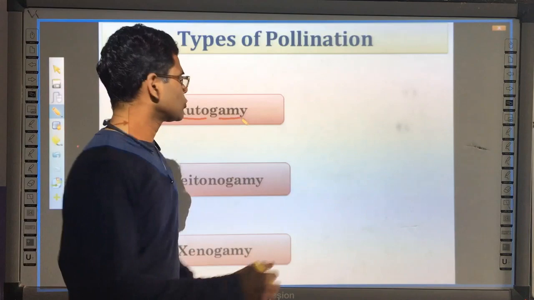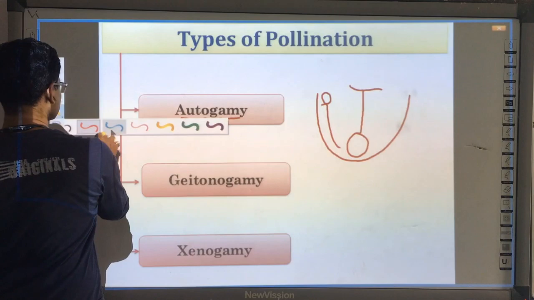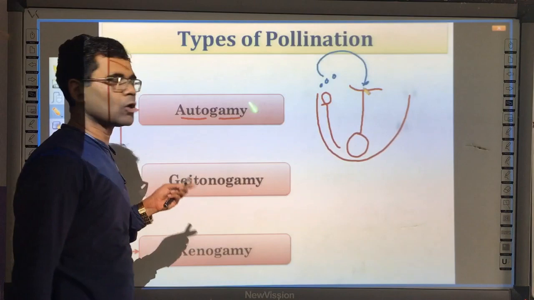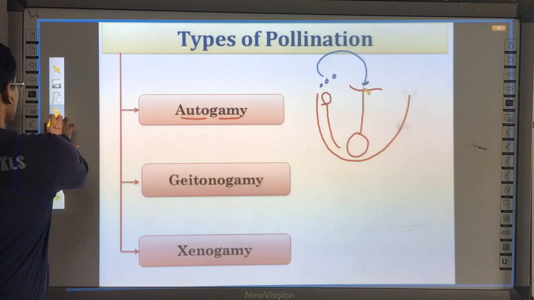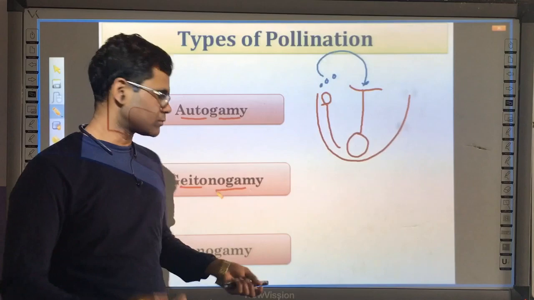Okay, so here suppose this is the flower, and suppose this is the stigma and this is the anther. So here the anther will rest from the same stigma, same anther to the stigma, and this is called autogamy. Auto means self, autogamy. The other part here you can see is called gynogamy. Gynogamy, again a very important type of pollination. So we will discuss in detail.